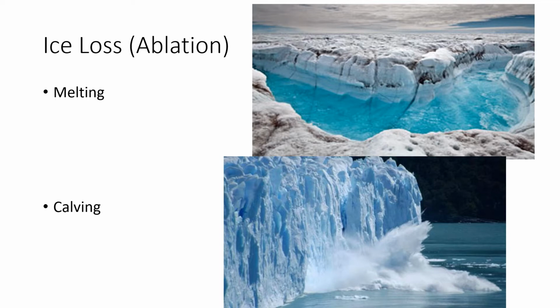We're now going to look at ablation, how a glacier loses mass. Okay, and there's 2 key ways. There's melting and there's calving. So melting and calving both cause ablation, so loss of ice.